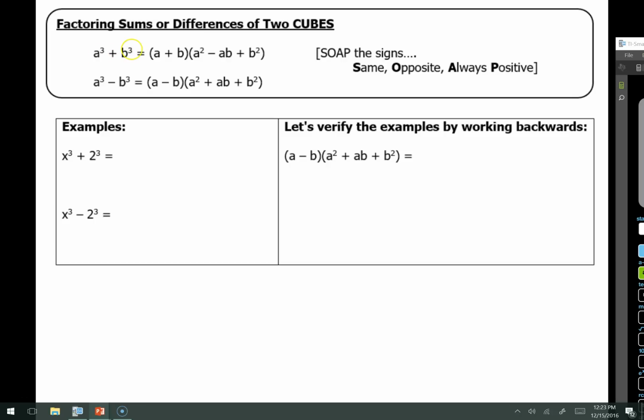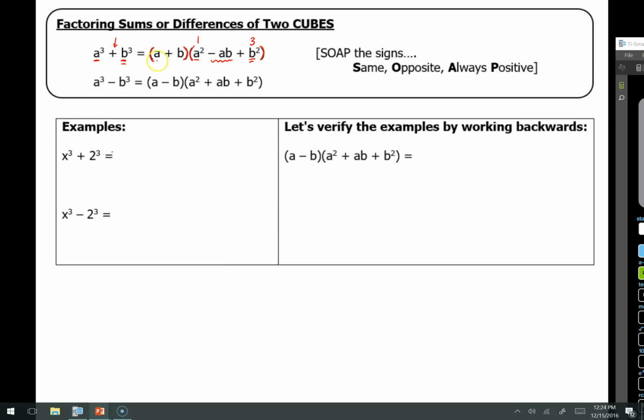The rule is going to say that when you need to factor these, the first factor, the first set of parentheses, is going to be these two bases with the same sign. So this is the two bases added together, whereas in this other difference, it's the two bases subtracted. The second factor is going to have three terms in it. Notice that the first term and the last term here are both of the original bases, the first base and the last base. This time, though, the first base is squared and the second base is squared. The middle term is when you multiply together the two bases.